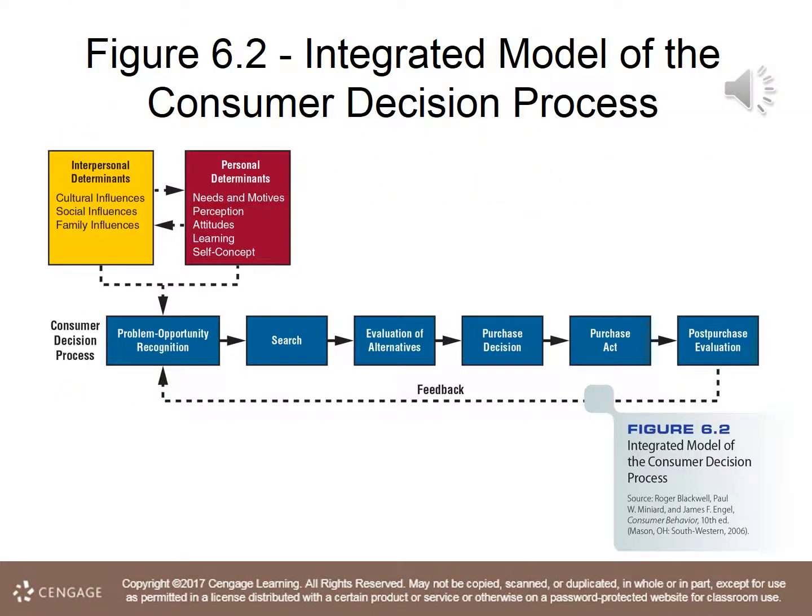There are steps involved in the consumer decision process. Problem recognition is the first stage in the decision-making process, during which the consumer becomes aware of a gap between the existing situation and a desired situation. During the search stage, the consumer gathers information about the attainment of a desired state.